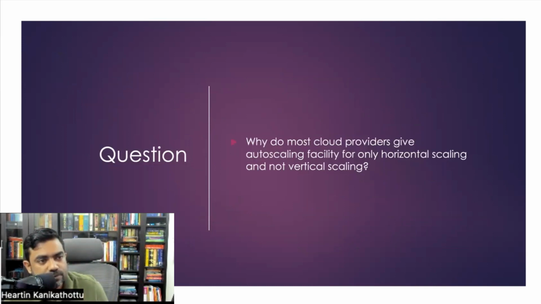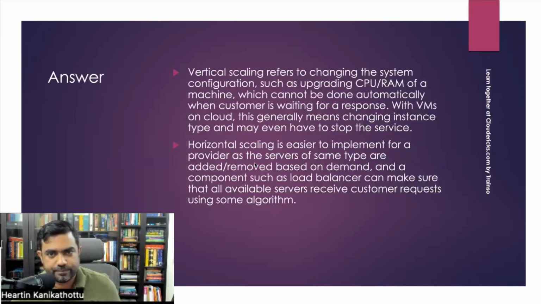So question, why do most cloud providers give auto scaling facility for only horizontal scaling and not vertical scaling? We learned, right? It is because it is very difficult to change the RAM or configuration of a machine automatically when requests are coming. That means on demand. Whereas adding more servers and directing newer requests to those new servers is easier to do.